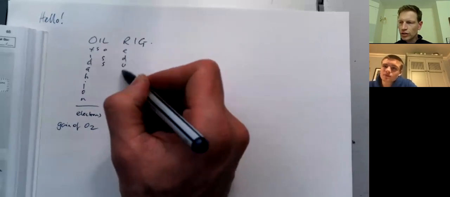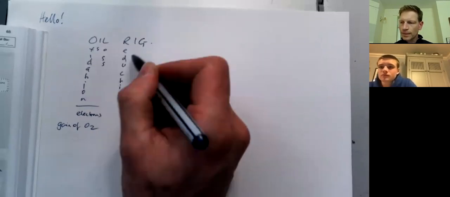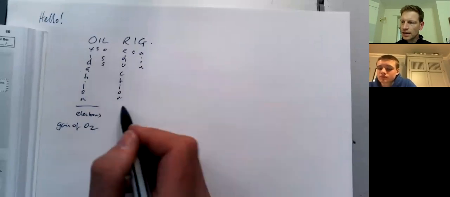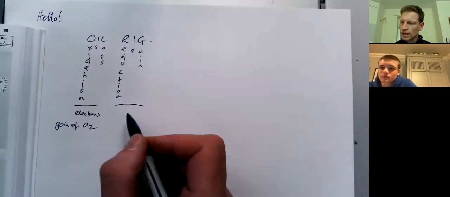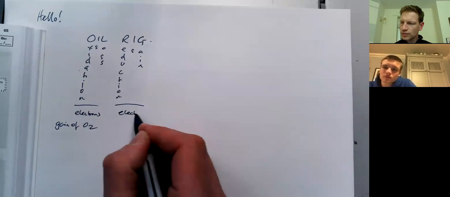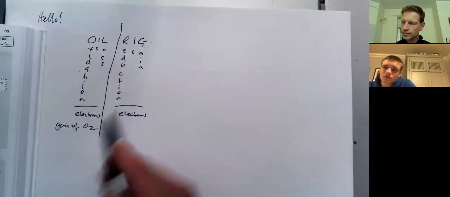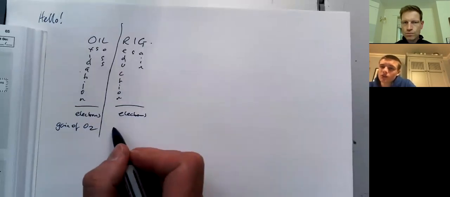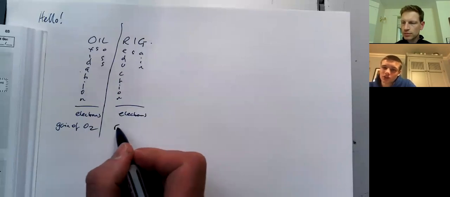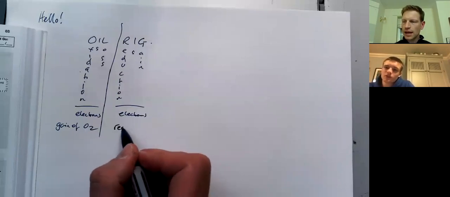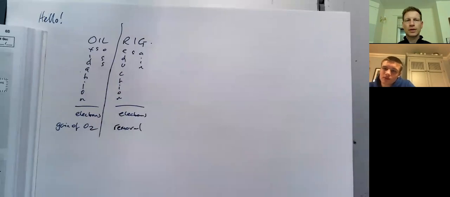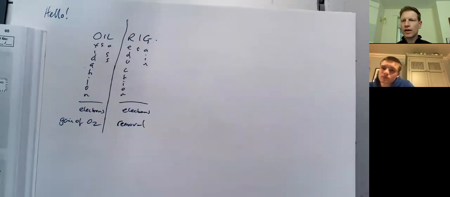Yeah. And then you've got reduction, which is gain of electrons. What about the oxygen this time? Reduction of oxygen. Yeah, or removal. Okay. So what examples have you done so far where you've looked at this in reactions?